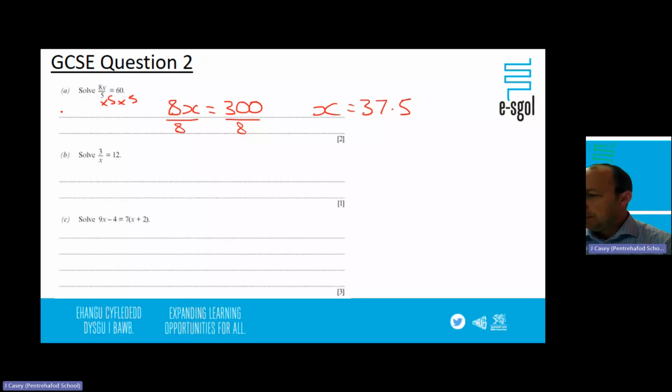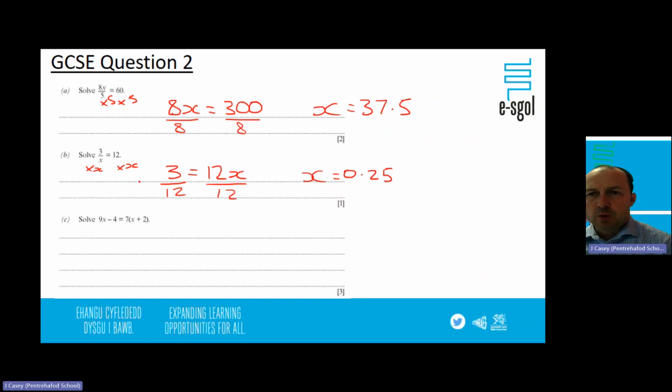This one is a bit of an odd one because x is on the bottom. It's a little bit different. So this is why I chose this when I did the lesson. What you're kind of doing is multiplying both sides by x to get rid of the x on the bottom. So if we do that, we end up with 3 equals 12x. So 12 times x is 12x, and then 3 over x times x is just 3. I'll still divide by the coefficient of x, which is 12. So divide by 12, and 3 divided by 12 is going to be a quarter, or you could write 0.25.